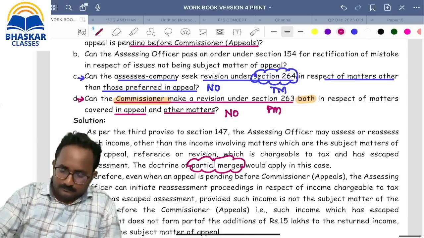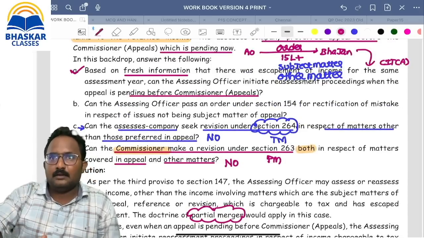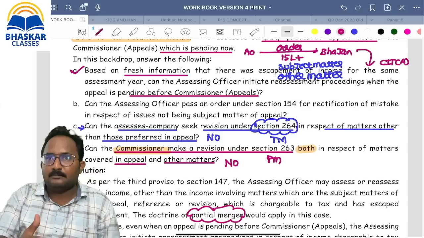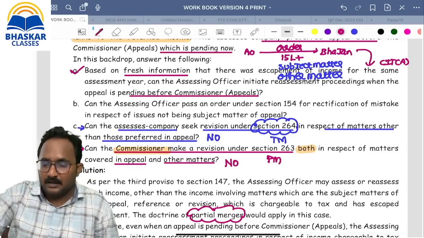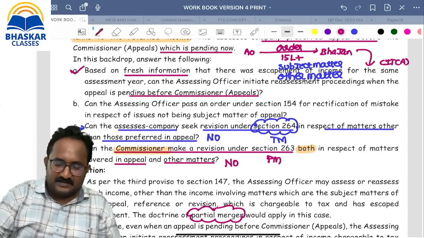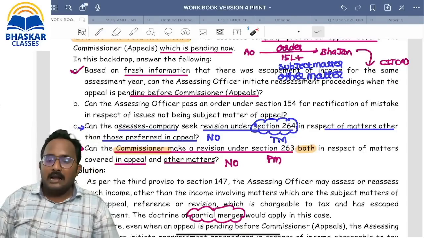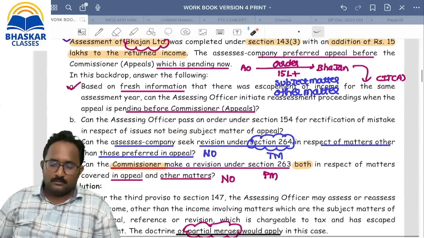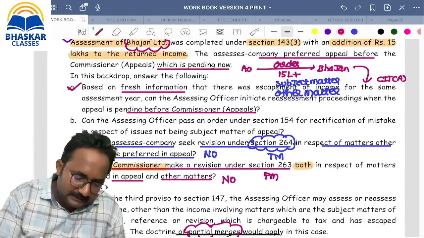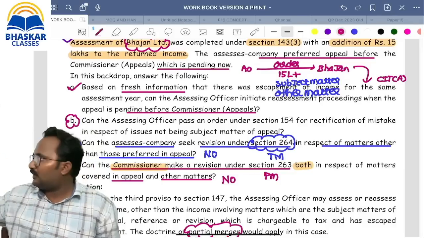So remember, under 263, revision in favor of the department can be done by the CIT only for other matters. Only for what, ma? Other matters. Here he wants to do revision of both matters. Can he do it? No. Already you are going for an appeal. Can you go for revision, ma? No. Next, this third one I will discuss after 2 minutes. After 2 minutes only I will come back and discuss.